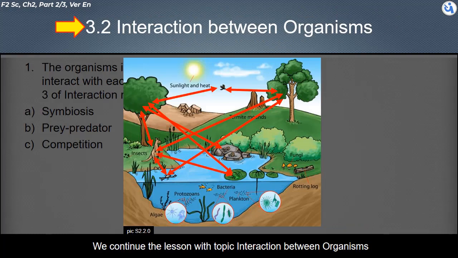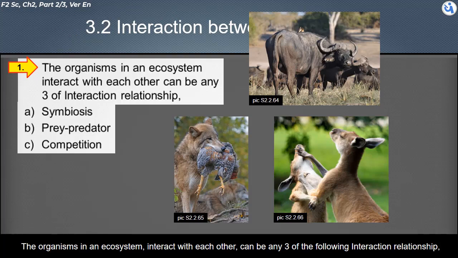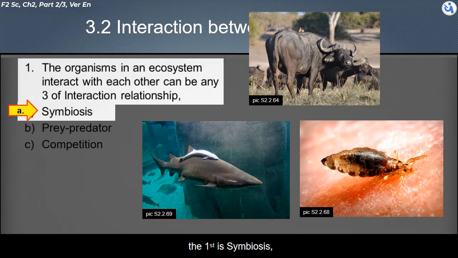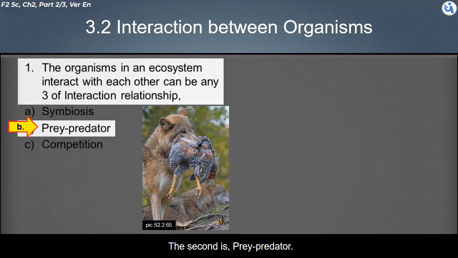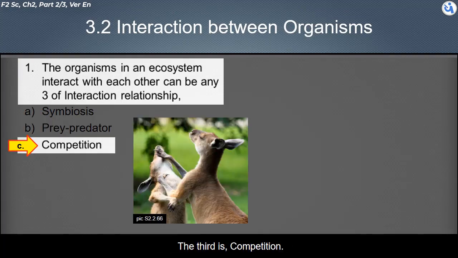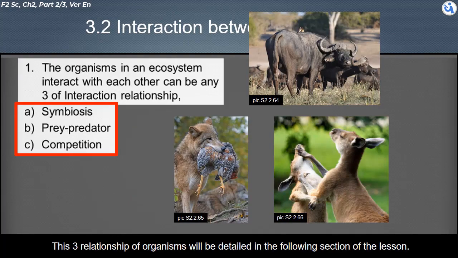We continue the lesson with the topic, interaction between organisms. The organisms in an ecosystem interact with each other, and can have any of the following three interaction relationships. The first is symbiosis, in which organisms live together and benefit from each other. The second is prey-predator. The third is competition. These three relationships will be detailed in the following sections of the lesson.